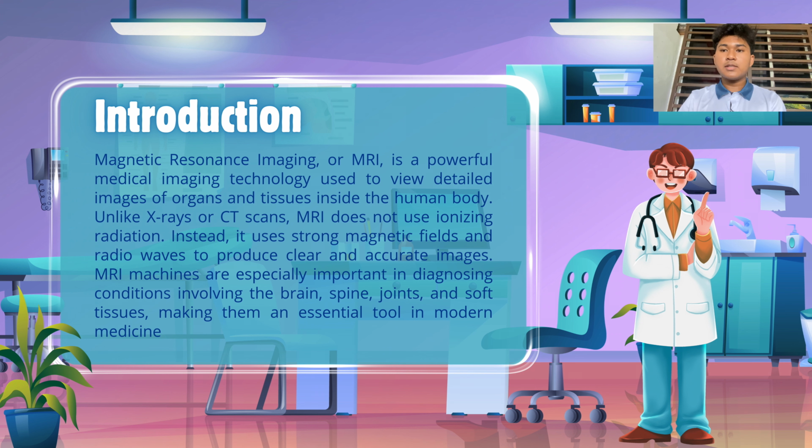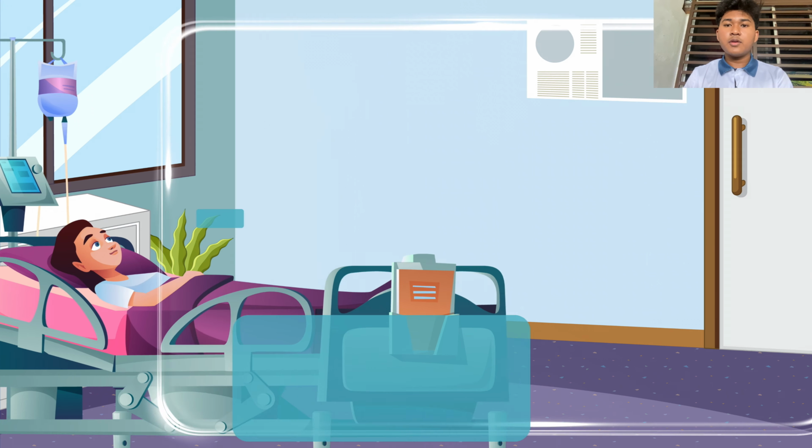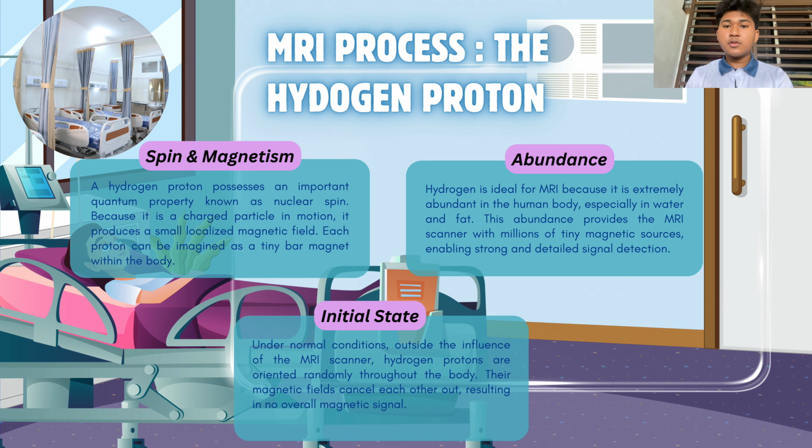So for the MRI process, the hydrogen proton, the first one is spin and magnetism. Hydrogen protons possess an important quantum property known as nuclear spin. Because it is a charged particle in motion, it produces a small localized magnetic field. Each proton can be imagined as a tiny bar magnet within the body.